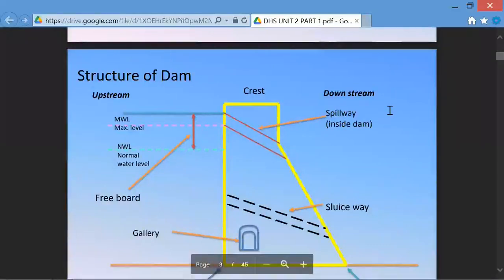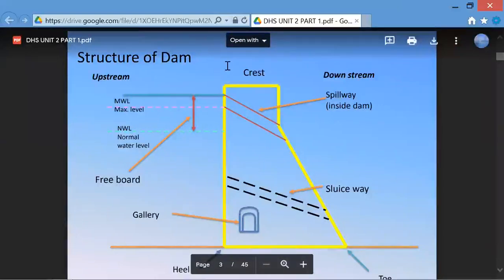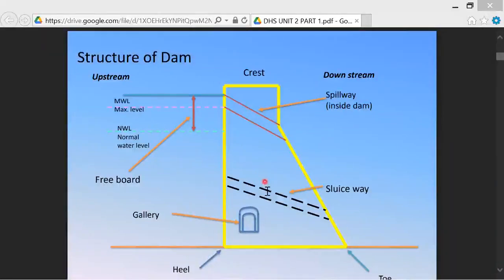So this is the basic structure of a dam. Upstream side is there. This is the upstream side. This is the downstream side. These are the galleries. We normally call them inspection galleries, in which a person can go and inspect the various sensors which are attached. Then this is a sluice way, which allows water to pass through it.